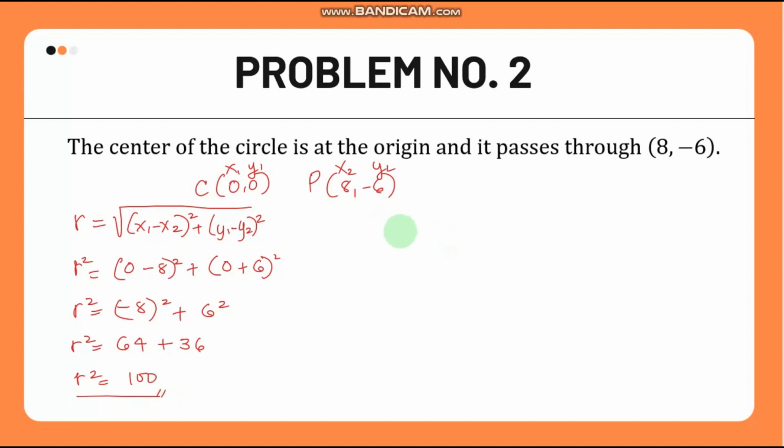Since the center is at the origin, it follows the equation x² + y² = r². Therefore, the final answer is x² + y² = 100. So that would be the answer.